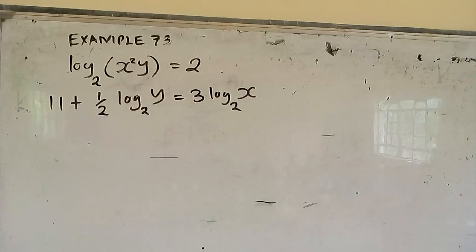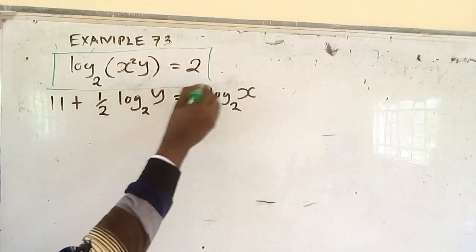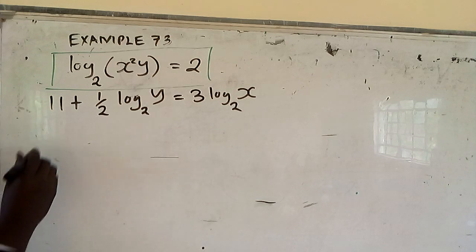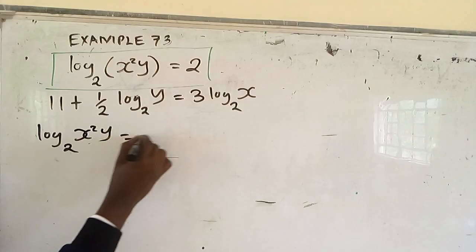Example number 73, solve the following simultaneous logarithmic equations. Log x squared y to base 2 is equal to 2, and 11 plus a half log y to base 2 is equal to 3 log x to base 2. So start with the first one. There you have log x squared y to base 2 is equal to 2.